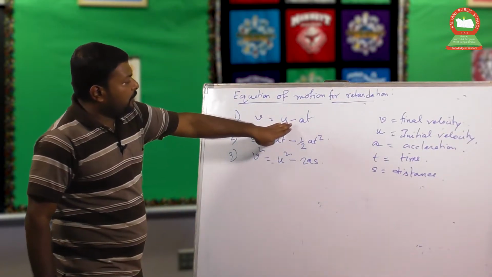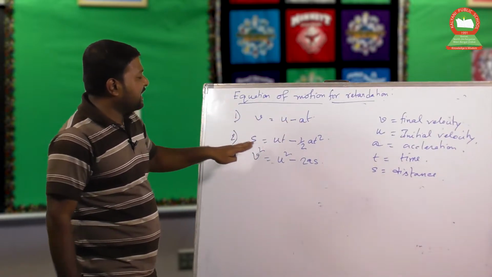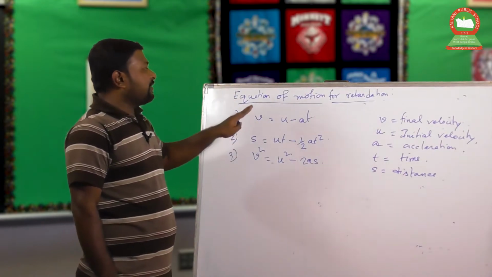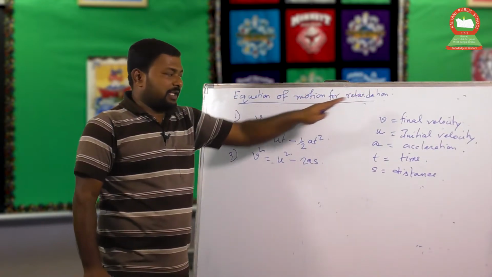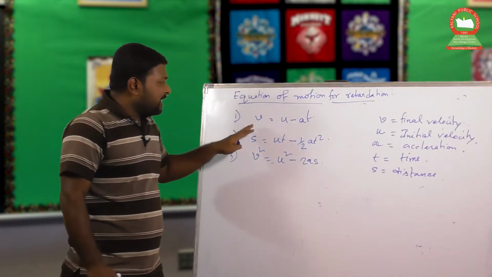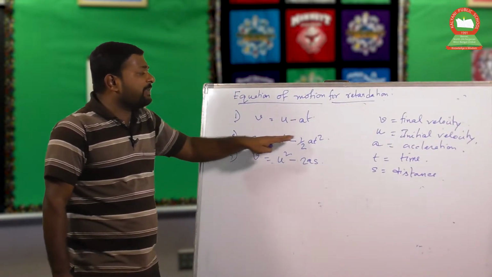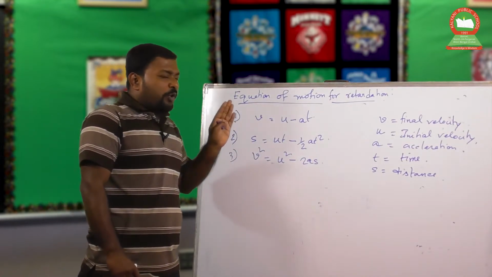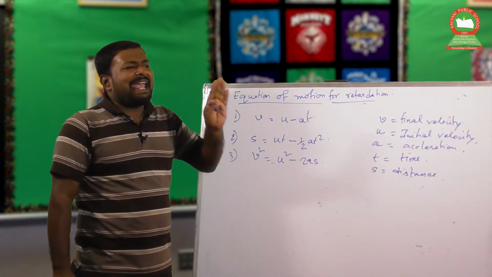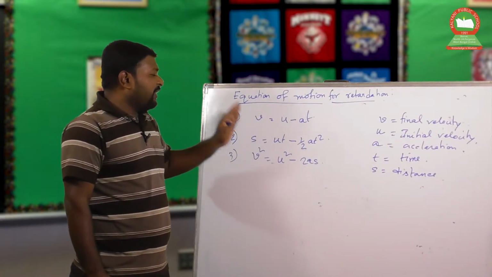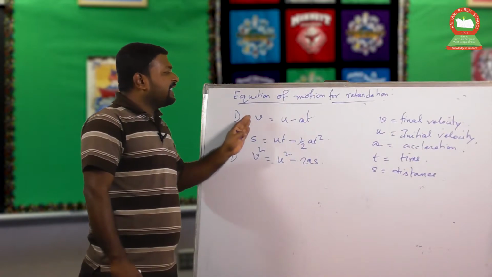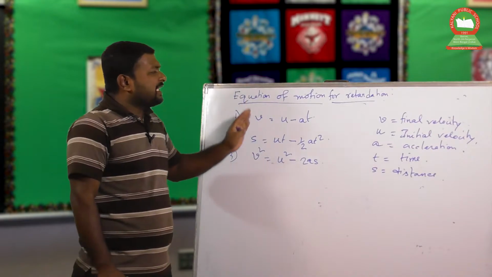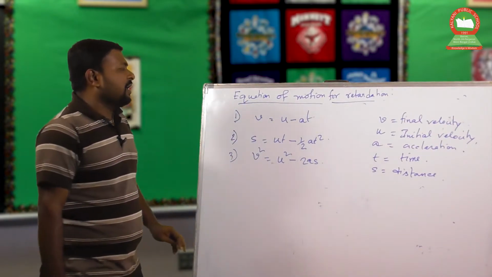If we draw this equation, V equal to U minus AT, S equal to UT minus half AT square, V square equal to U square minus 2AS, then those equations are the equation of motion for the retardation. So V equal to U plus AT, S equal to UT plus half AT square, or V square equal to U square plus 2AS, those are the equations for constant accelerated motion. But whenever we get V equal to U minus AT, S equal to UT minus half AT square, V square equal to U square minus 2AS, then those equations are for retarded motion.